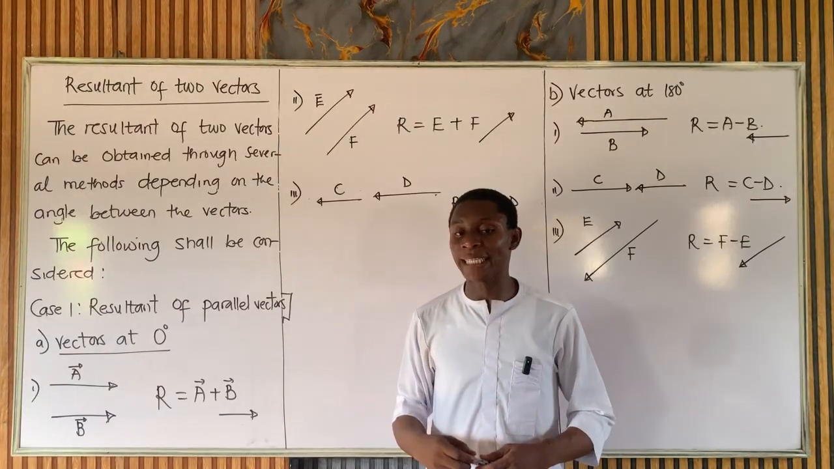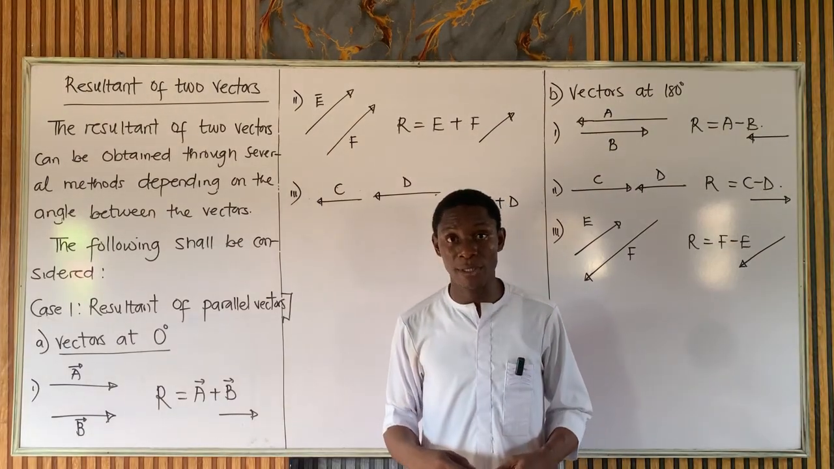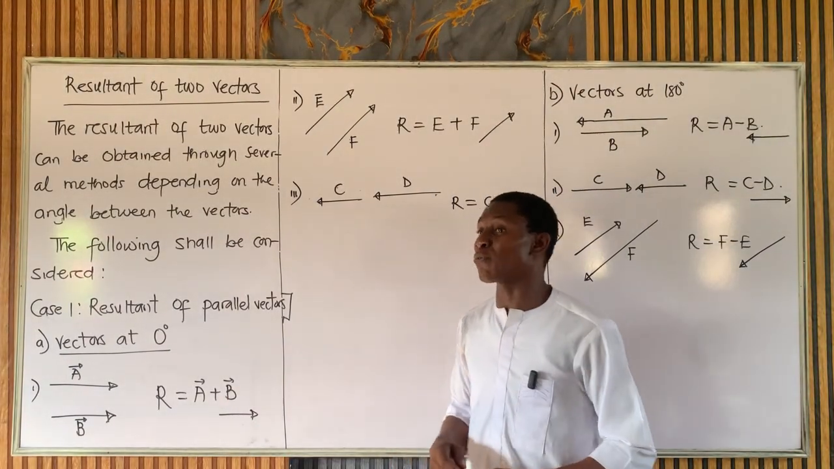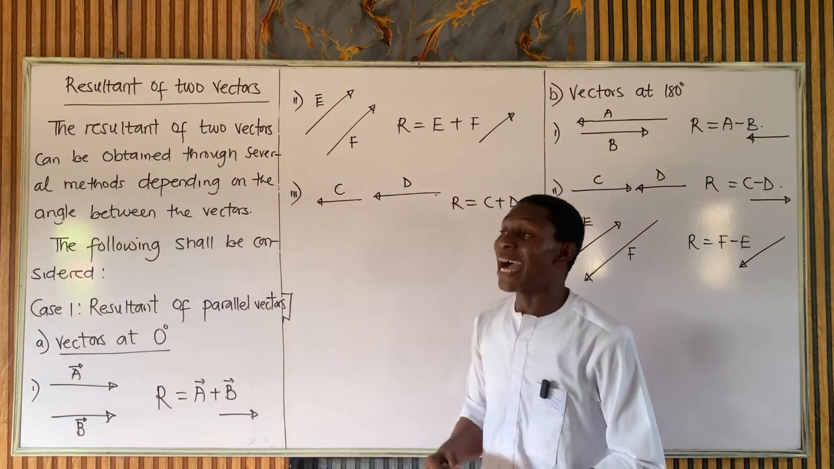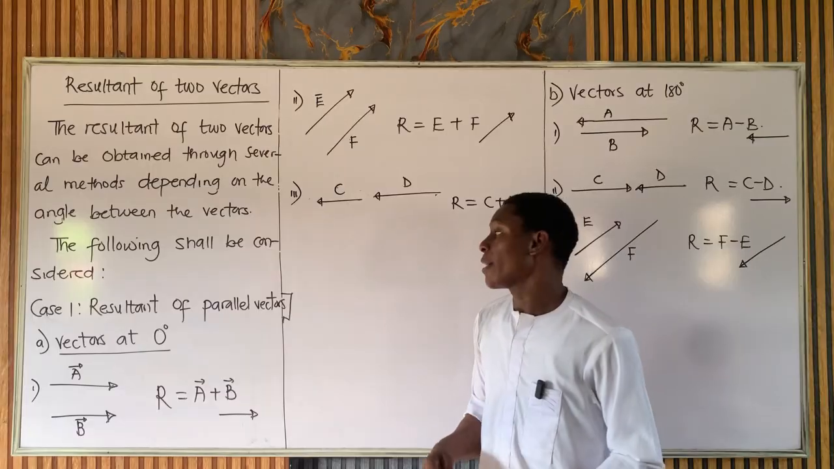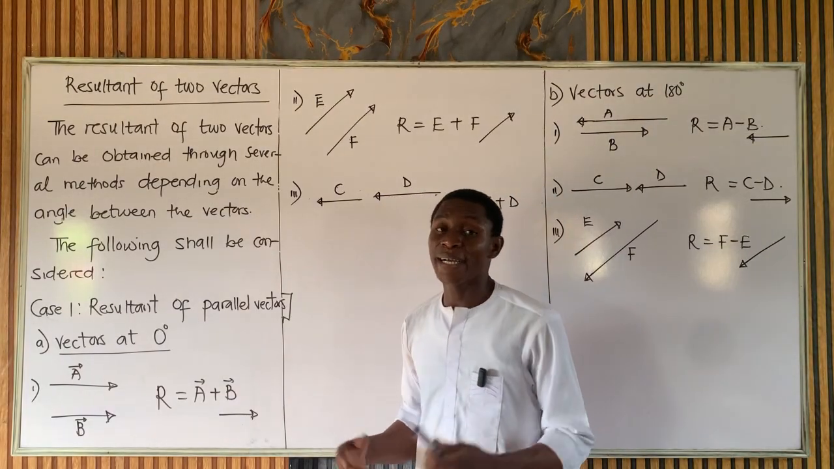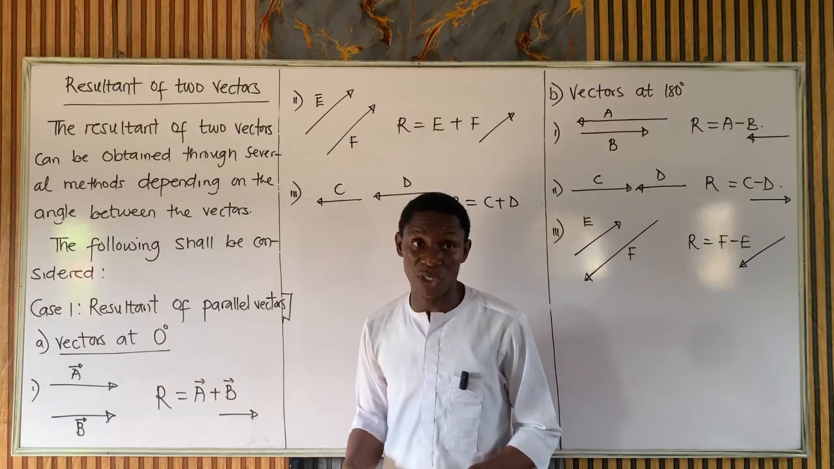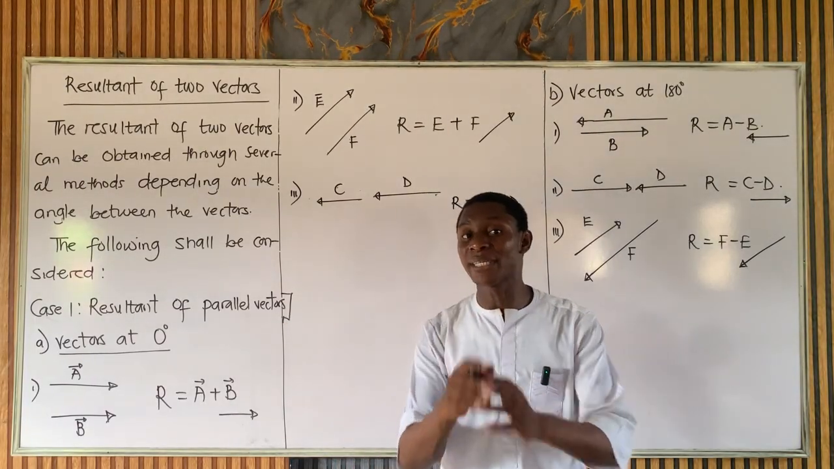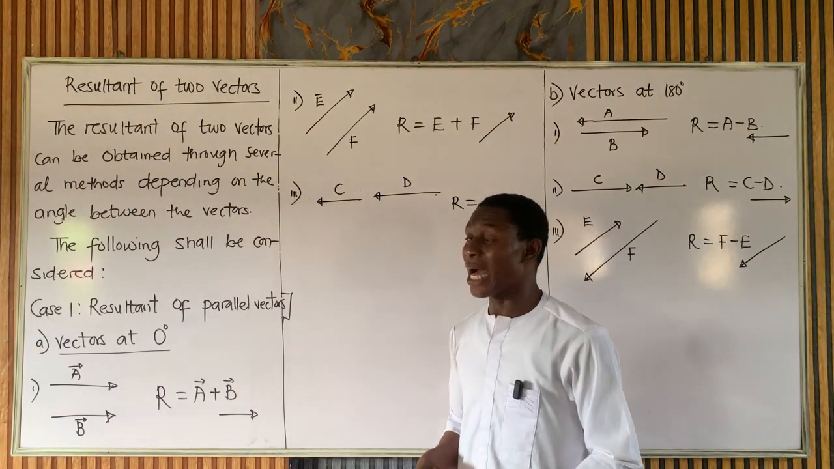So let's see how to get the resultant of two vectors. Now, the method to use in obtaining the resultant of two vectors depends on the angle of inclination between the two vectors. Well, we consider various cases here. Case 1, resultant of parallel vectors, or resultant of vectors that are either 0 degrees or 180 degrees to one another.